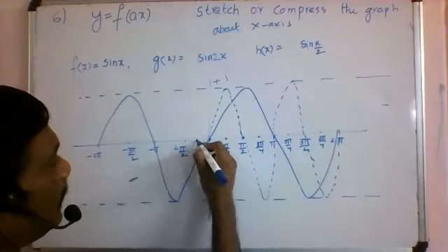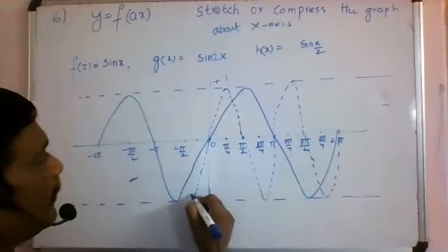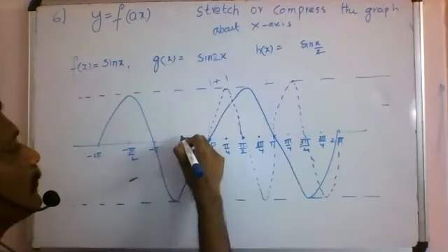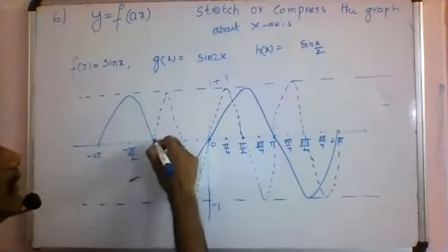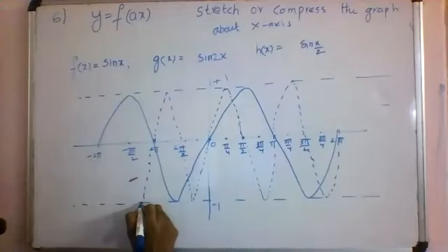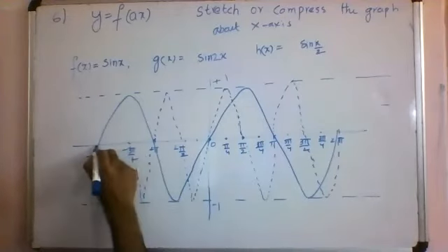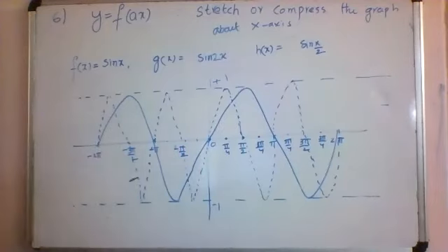At minus pi by 4 it should be minimum. At minus pi by 2, 0. Again here it must reach maximum. Again at pi, 0. Again between these two it should reach minimum. Here it is 0. And between these two it should reach maximum. And when it comes to minus 2 pi, it comes like this. So what do you observe here? Compression about the x-axis.